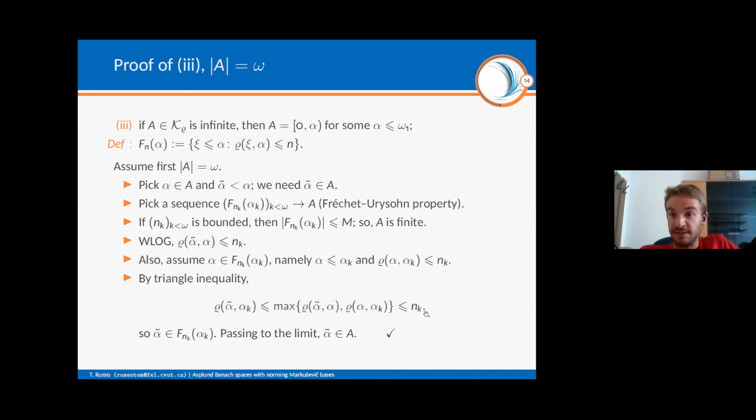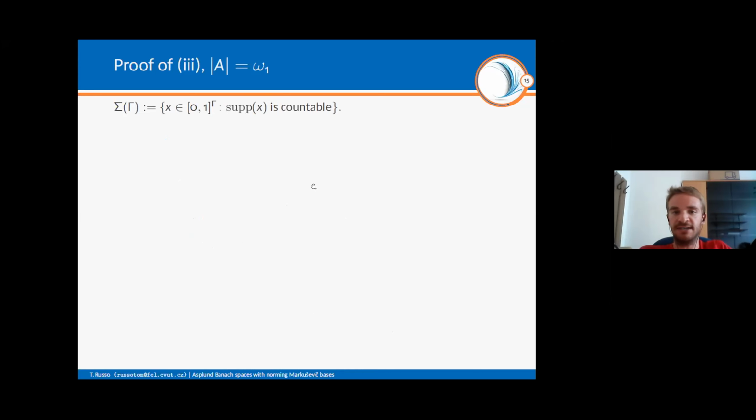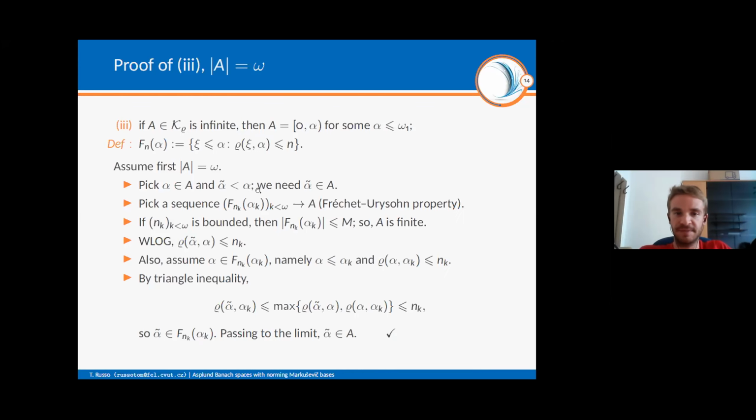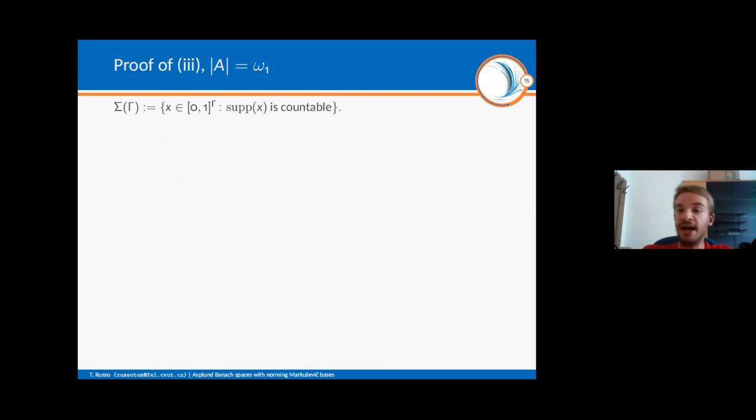But this does mean exactly that alpha tilde belongs to this ball, the ball F_{n_k}(alpha_k), which shows what I wanted, because now alpha tilde belongs to this set. This set converges to A. Passing to the pointwise limit, I get that alpha tilde belongs to A as well, which is exactly our goal here. So the case of countable sets is done.